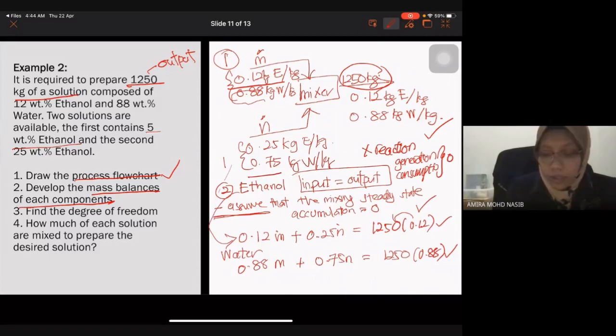Let's see. Find the degree of freedom. So how many unknowns do you have? Two, m and n, minus the number of independent equations. Basically the independent equations are the mass balance equation for each component. You have two components here, ethanol and water, so directly you have two equations. So 2 minus 2 equals 0. It can be solved, where you can get the value of m and the value of n.